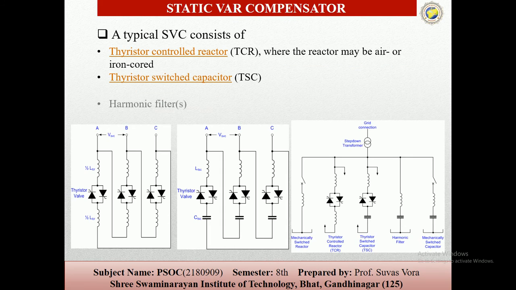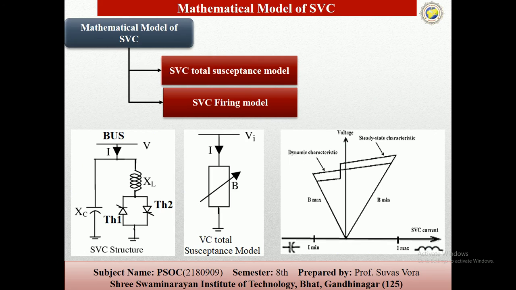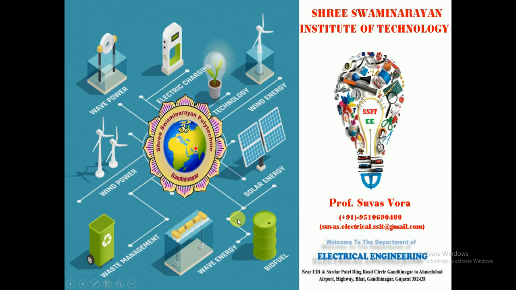So these are the different types of the SVC: TCR, TSC, and the harmonics, etc. The mathematical model has two different types: the SVC total susceptance model and the SVC firing angle model. You can see here these are one type of the switch, the thyristor switch control. These are the susceptance models.